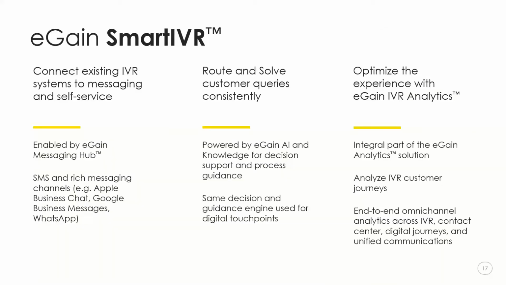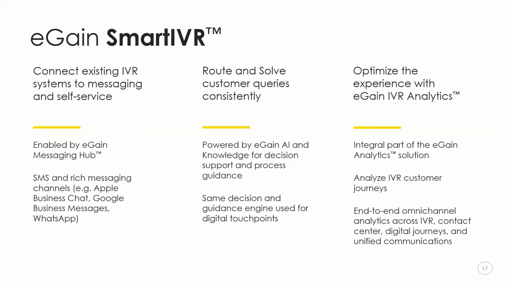Let's take a deeper look at one of these capabilities. eGain Smart IVR is a solution that brings together a suite of eGain technologies, the capabilities of Amazon Connect platform, and the ability to dip into third-party systems to supercharge your IVR. The way we do this is to connect, route, and optimize the customer and agent journeys.